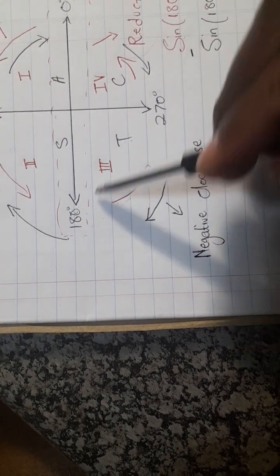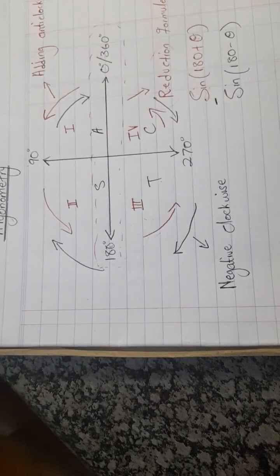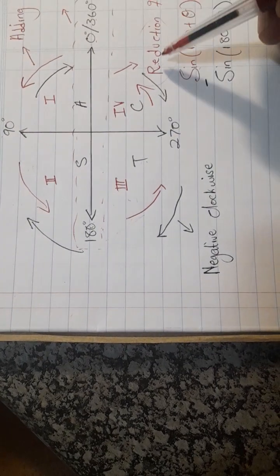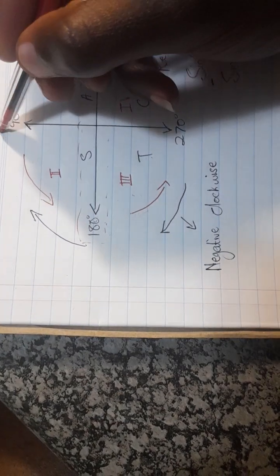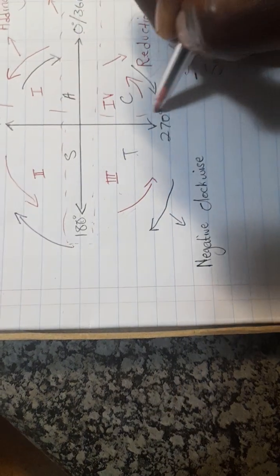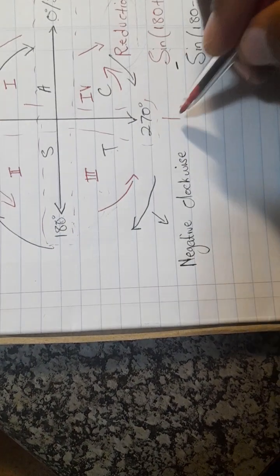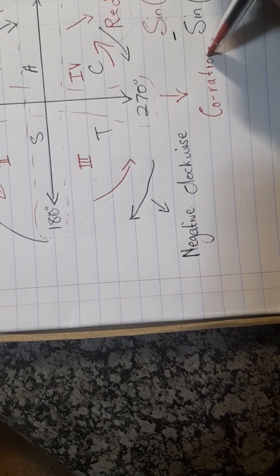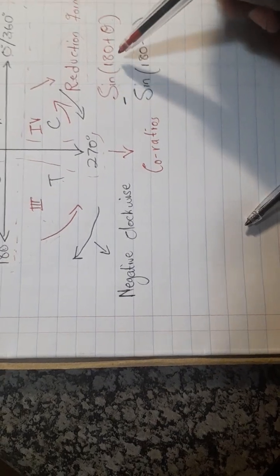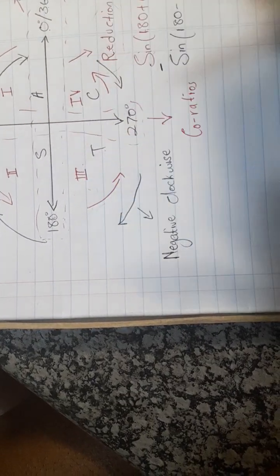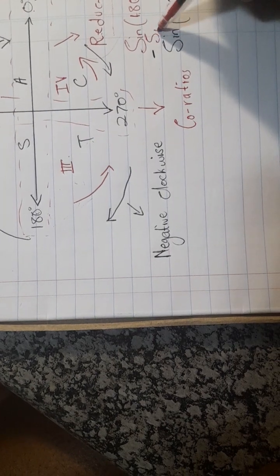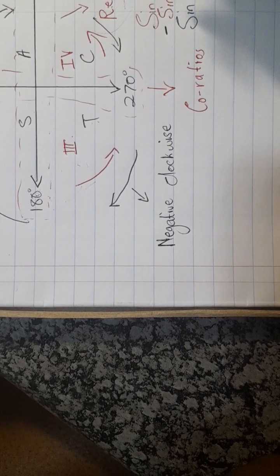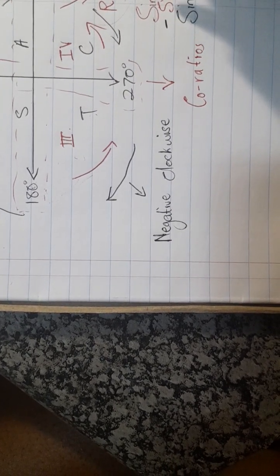Since it's 180 here, and 180 deals with what? Reductions. What did I say? I said 180, 0 degrees and 360 are reductions, and 90 and 270 are co-ratios. As you can see here, 180 plus theta takes us to that quadrant, meaning sine will be negative. Then we take our reference angle, the angle they gave us, which is a special angle, so it will be negative sine theta.